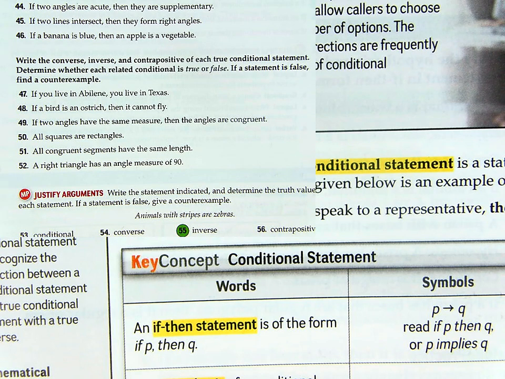If you don't live in Texas, and you don't live in Abilene, then you don't live in Abilene. So the contrapositive should have the same truth value as the original statement. That was false for us, so this one will also be false. False on the straight statement.